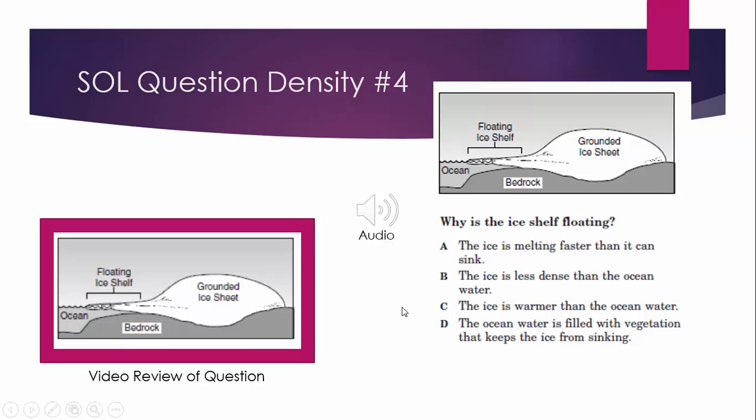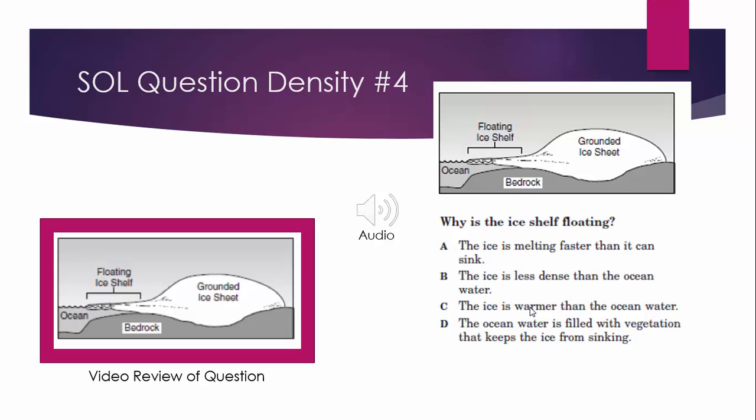In this question, you're being asked why the ice shelf is floating. If you think about ice in a glass of iced tea, the ice floats because it is less dense than the iced tea. The same principle applies here. With the ice, it's floating because its density is less than 1, which is the density of water.